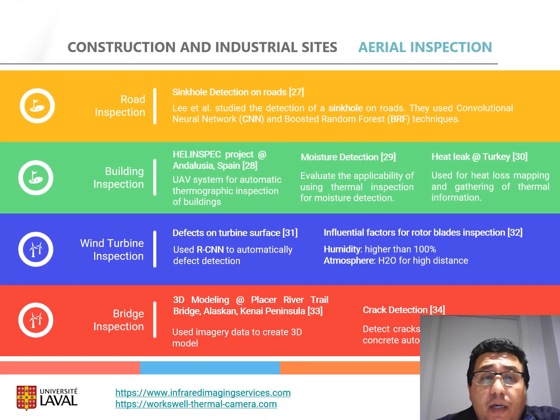There are many other areas that can be categorized under inspection of construction and industrial sites. For example, road inspection, building inspection, wind turbine inspection, or bridge inspection. In road inspection, most studies focus on sinkhole detection and also crack detection. For building inspection, most of the studies are focused on moisture detection and heat leak mapping. For example, in Turkey, they use drones for mapping heat loss in suburb areas. In Spain, they also use UAVs to automatically inspect buildings.